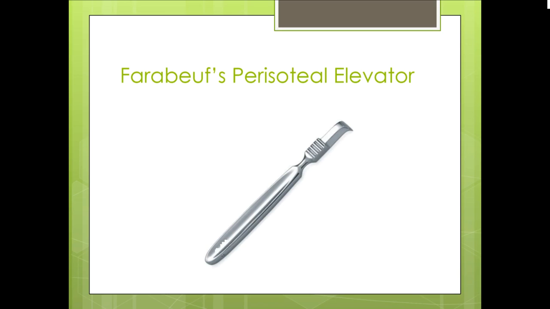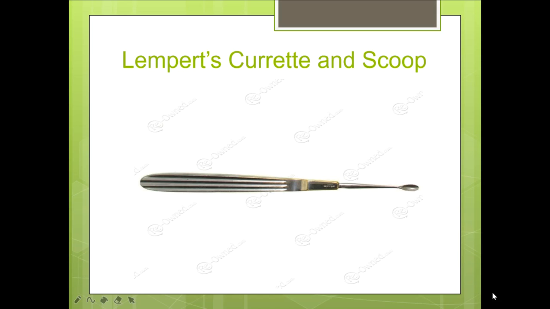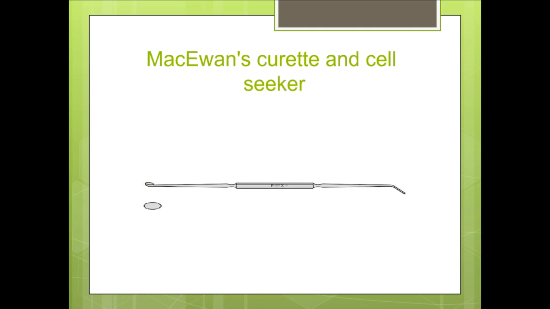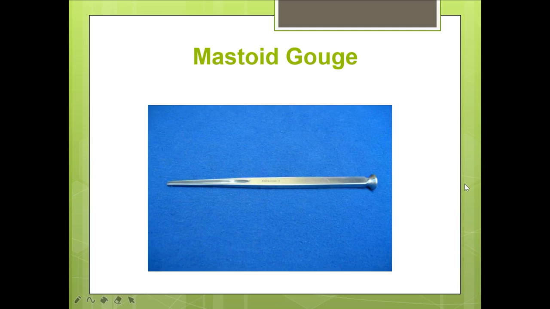This is the other instrument, periosteal elevator. This is also used during the mastoidectomy. This is the curette, Lempert's curette, to curette any disease process in the mastoid antrum and the air cells. This is the cell seeker, to confirm the mastoid antrum and the air cells before we pass this part into the mastoid antrum and the air cells. This part is the curette and this is the seeker, the cell seeker.